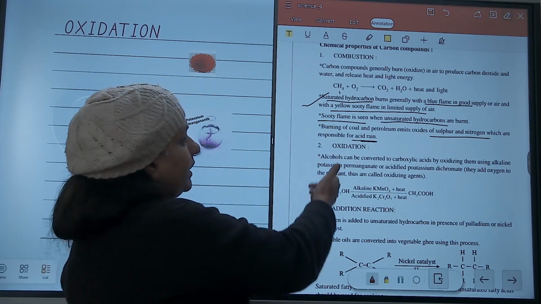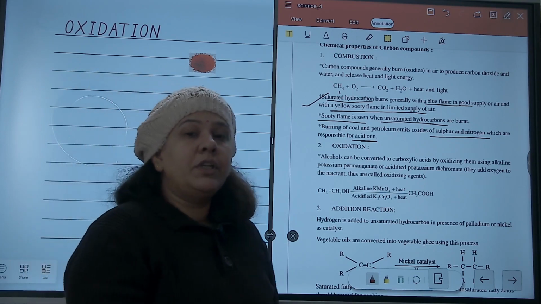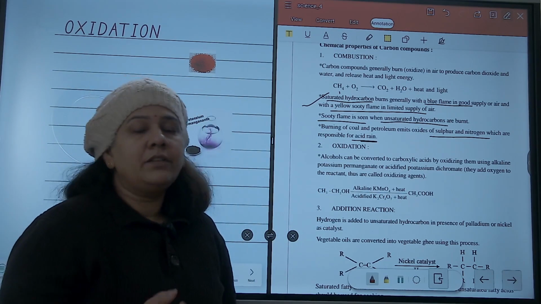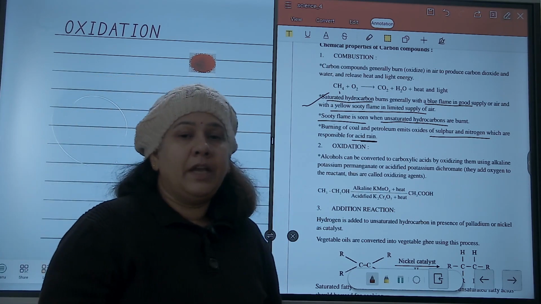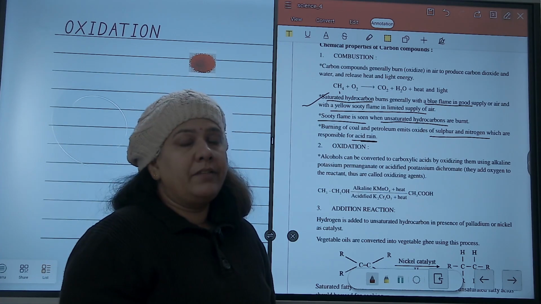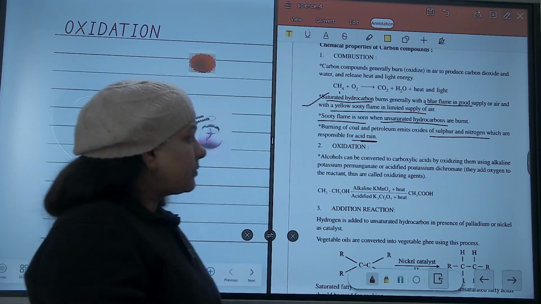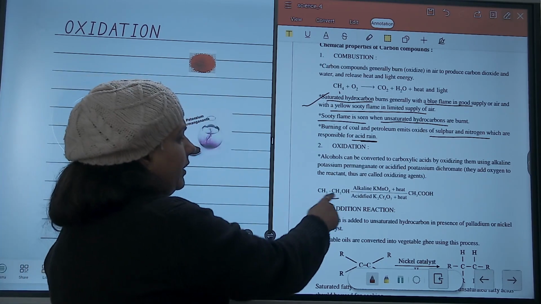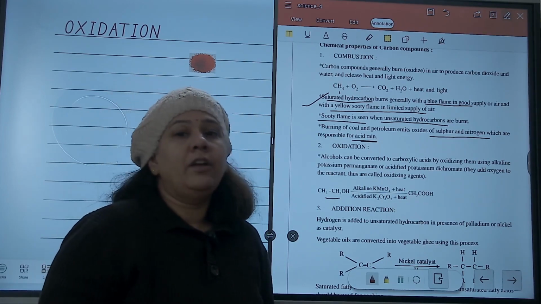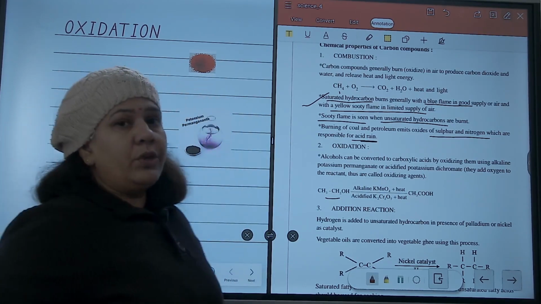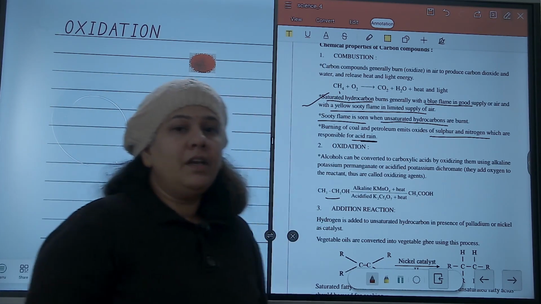So why do we need to study oxidation separately? This is because combustion will give the final product, that is carbon dioxide and water. If we need to stop the reaction at any stage, then we need some oxidizing agents depending on their strength. Like ethanol, when we did the combustion reaction, the final product was carbon dioxide and water. But if we need to stop the reaction at some stage, then comes the use of oxidizing agents.